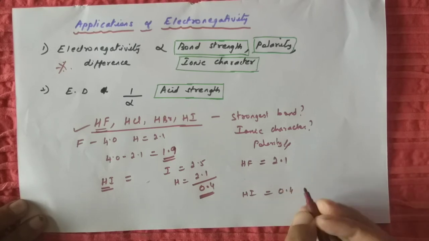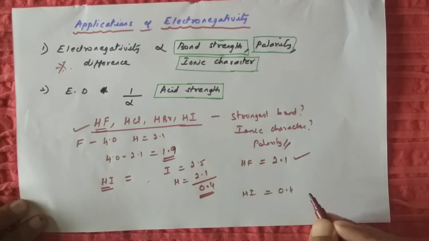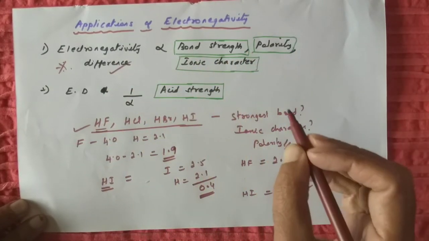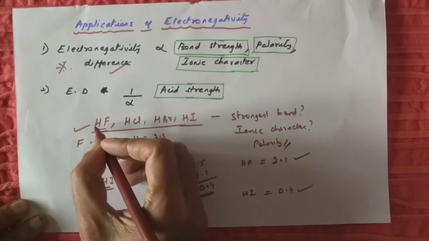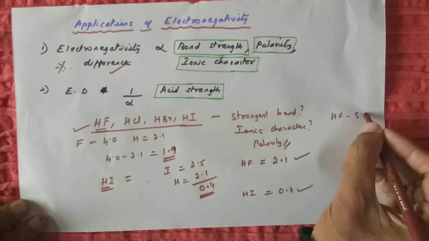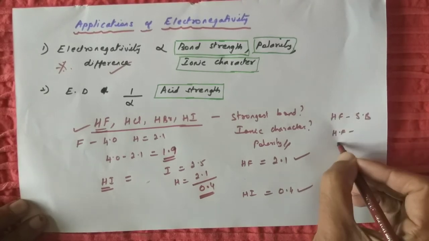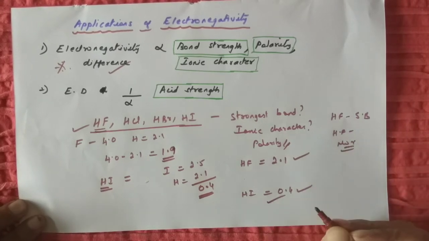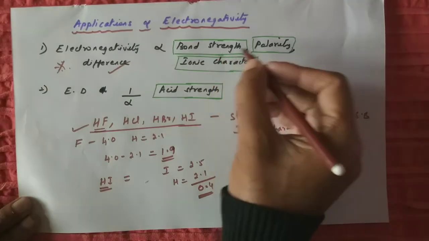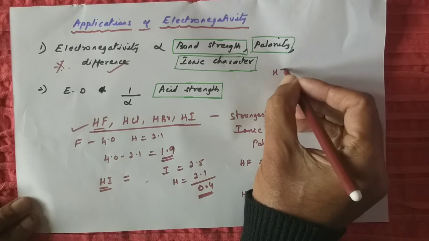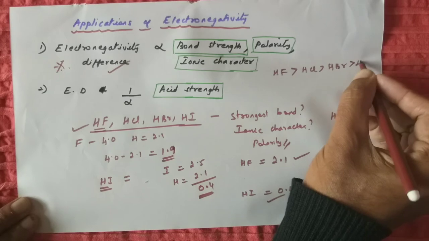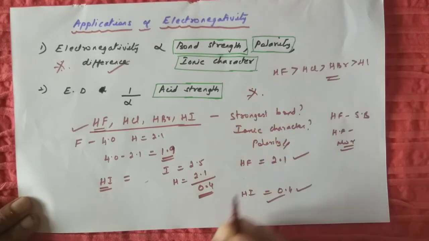Comparing these two, here the difference is greater, and here the difference is very small. So the greater the difference, the greater the bond strength, polarity and ionic character. So definitely HF will have the strongest bond. Also HF will be more ionic, and the weakest bond will be HI. The order for bond strength, polarity or ionic character will be HF greater than HCl greater than HBr greater than HI. That's why the order of electronegativity is very important.